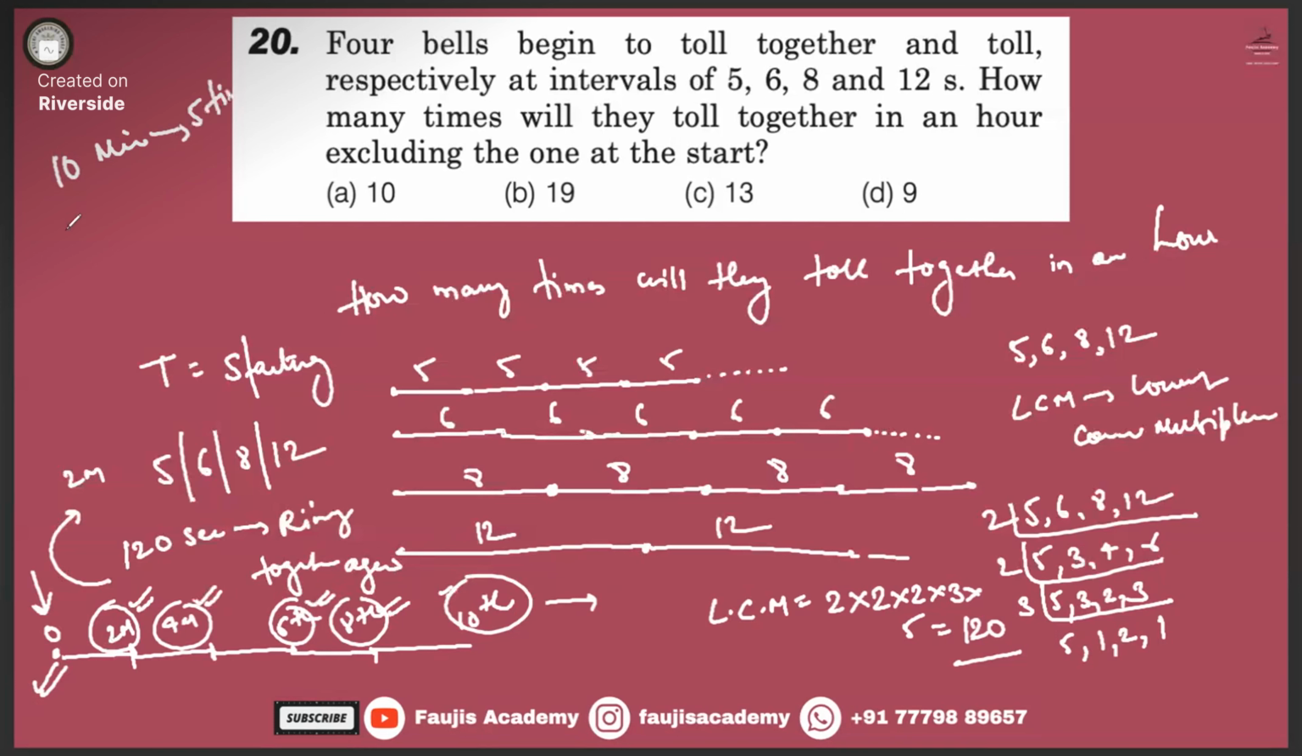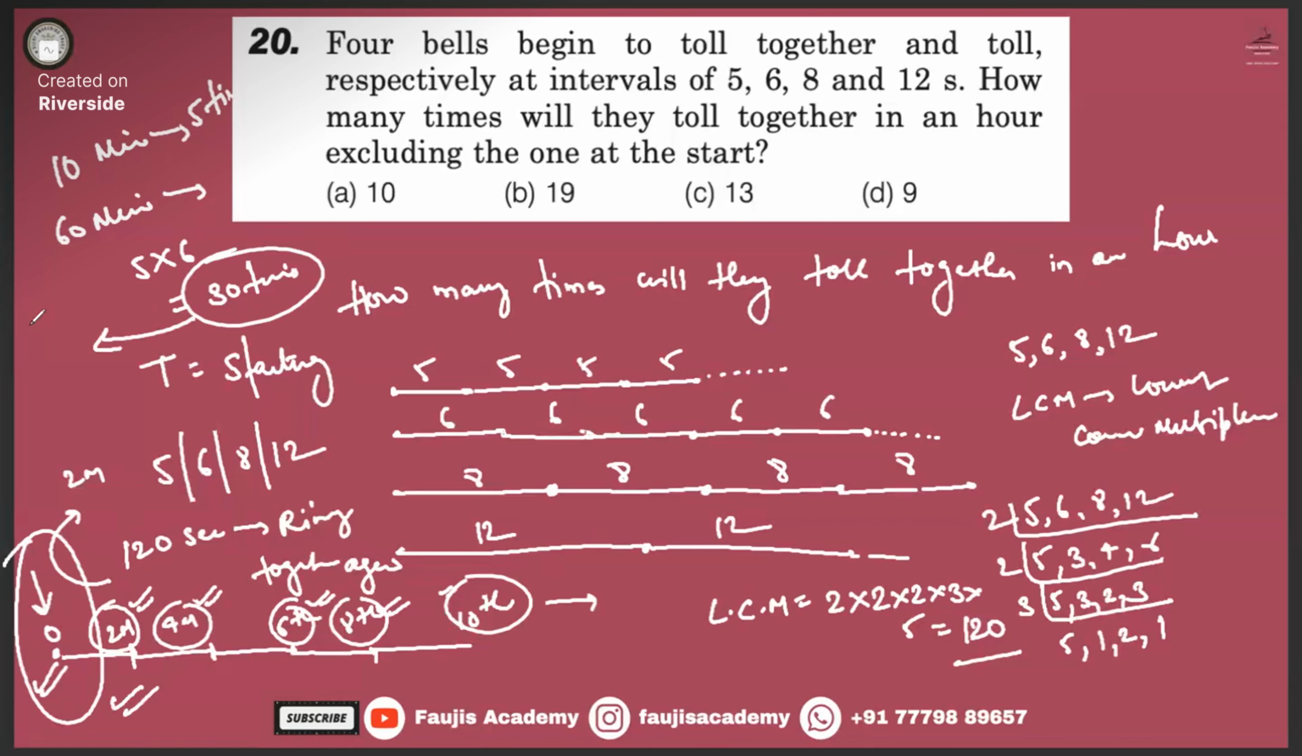5 times, no. So in 60 minutes, how many times will they ring together? 30 times? 30. We are still not accounting for this one. If we account for this one also, it will become 31 times. But the question asked is excluding the one at start, so the answer over here will be A, 30 instead of 10.